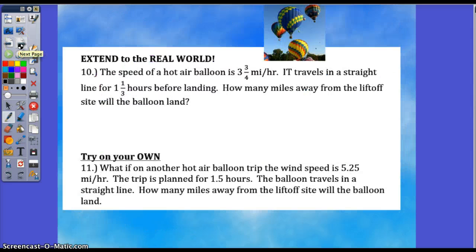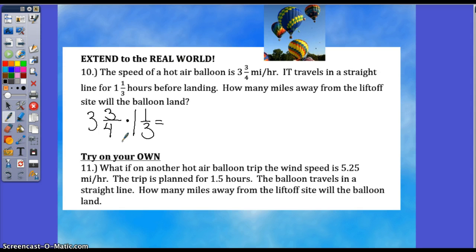Let's extend this to the real world. If the speed of a hot air balloon is 3 3/4 miles per hour and it travels in a straight line for 1 1/3 hours, how many miles away from liftoff will it be? So let's think about it if it wasn't fractions. If it's 3 miles per hour and it travels for 2 hours, oh, I would have multiplied. Well, then guess what? We're going to multiply as well. So we'll do 3 3/4 times 1 1/3, but we need to make them both improper.